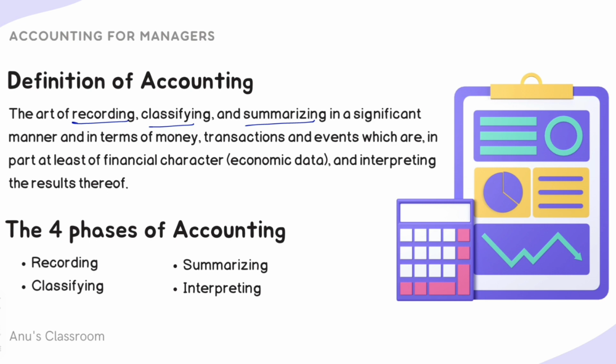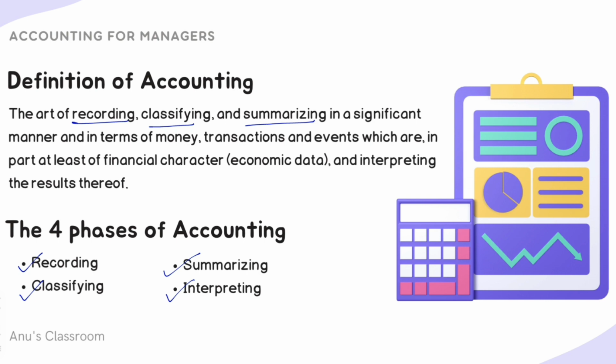Only those transactions or events which happen in any environment, either business or in the lives of an individual, doesn't matter, those transactions or events which involve money in it, that is having economic significance. And there are four phases of accounting, just like in the definition itself, that is recording, classifying, summarizing, and interpreting. Recording is we write down those financial transactions. Classifying is we group those financial transactions. Summarizing is we create reports.